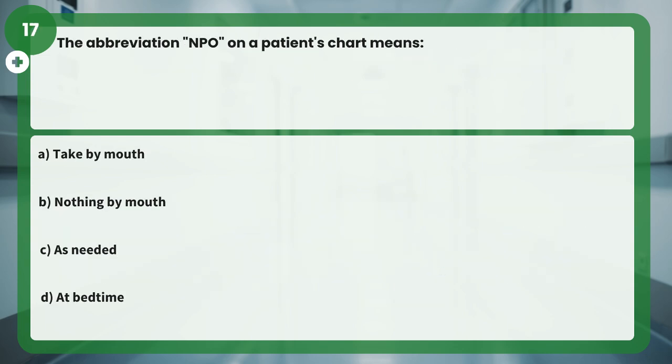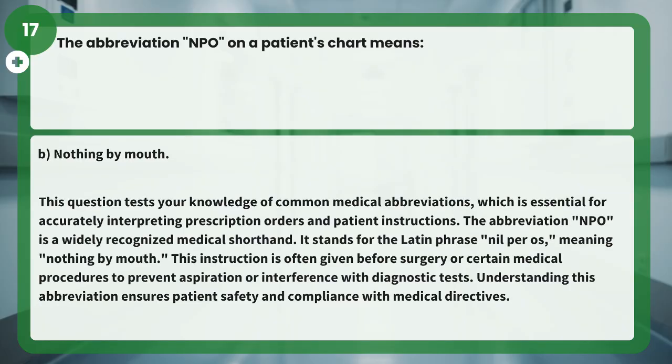Question 17. The abbreviation NPO on a patient's chart means A. Take by mouth. B. Nothing by mouth. C. As needed. D. At bedtime. Answer B. Nothing by mouth.